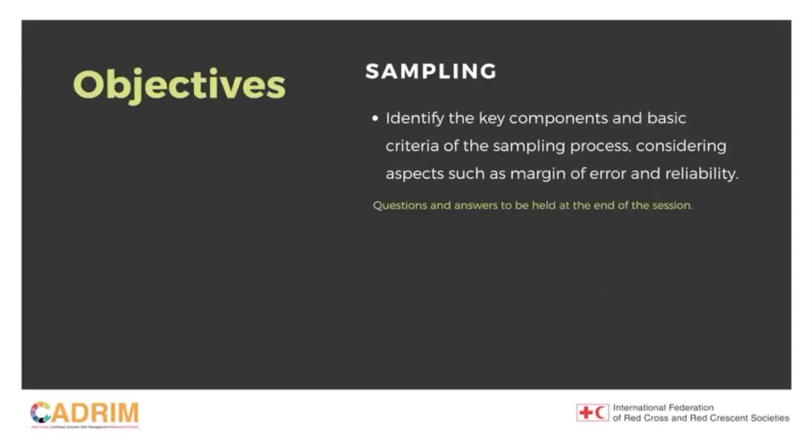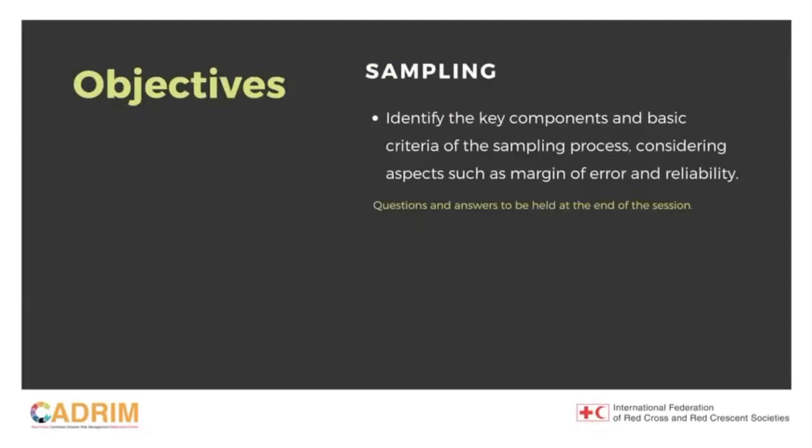Okay. So the objective of this webinar is to identify the key components and basic criteria of the sampling process, considering aspects such as the margin of error and reliability. Also, we had the idea to present a video at the end, but given the connectivity issues, we won't be able to share that video, but we will send you the link to access it. So the next slide, please.